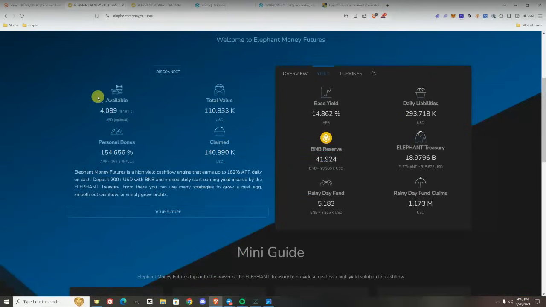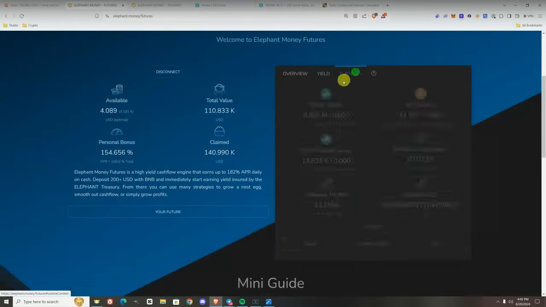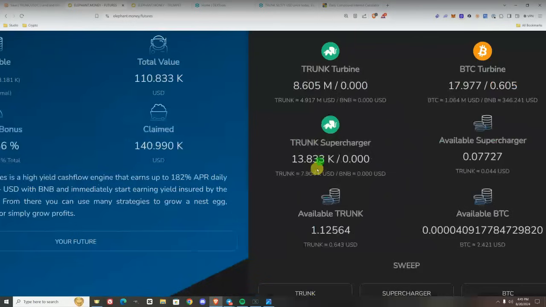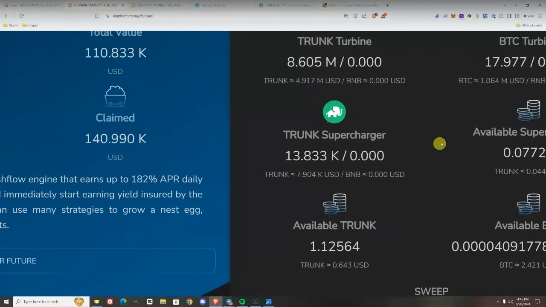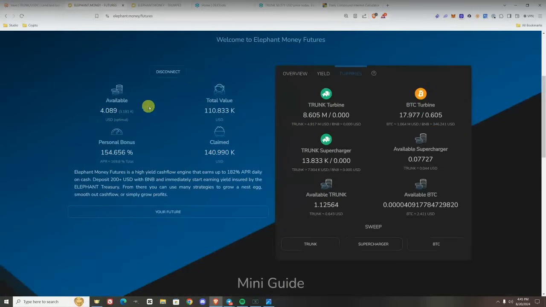And this also means that BT won't need to babysit the system and come into this trunk supercharger and change the outflow APRs and all of that. This system now is designed to run whether BT's around or not. Gotcha. Hopefully that makes sense.